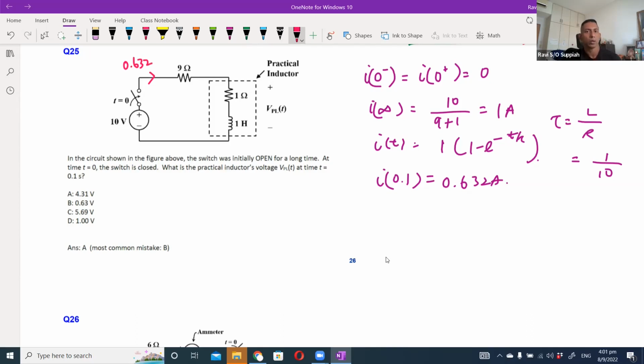So to find the voltage across the inductor, I just need to take 10 volts minus the voltage drop across the 9 ohm resistor. So the voltage across the inductor would be 10 minus 0.632 multiplied by 9, which will give me 4.31 volts.